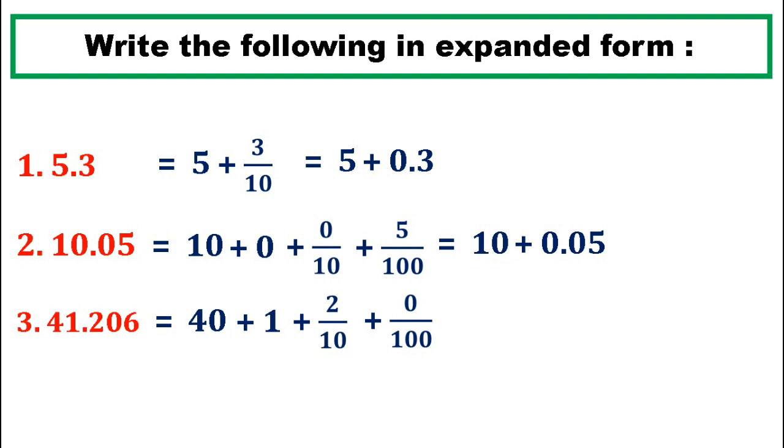And the last digit, that is 6, is in the thousandths place and it is after the decimal point, so we write plus 6 by 1000. Now since we have decimal fractions here and we need to convert them into decimal forms, our next step will be to write 40 plus 1, as we are keeping the expanded forms before the decimal point as they are, then plus 2 by 10, which after converting it into decimal form becomes 0.2.